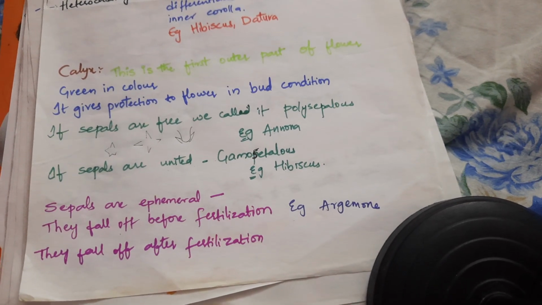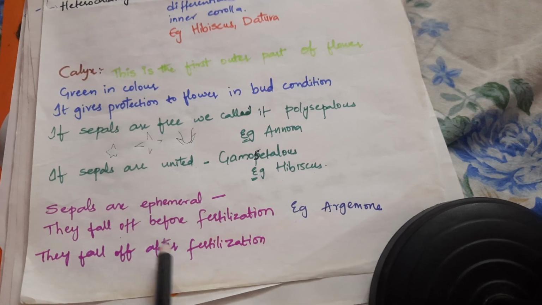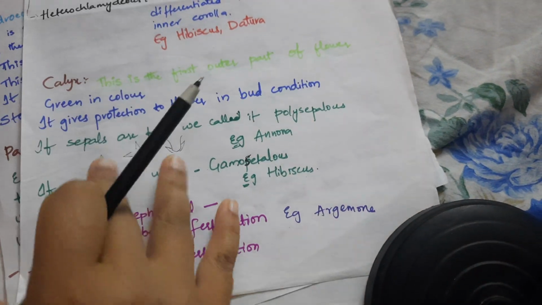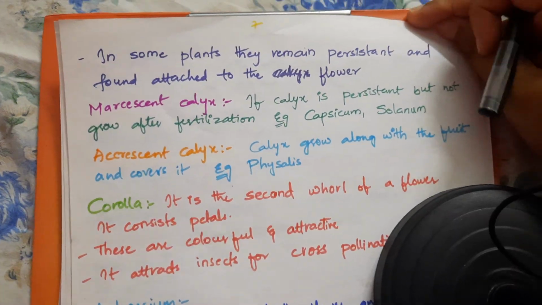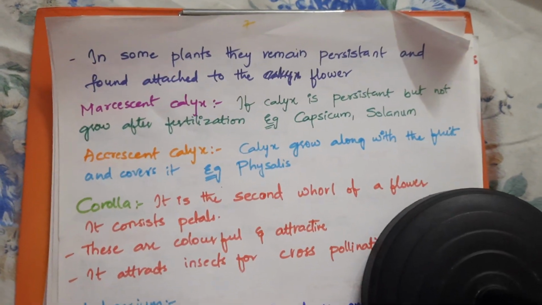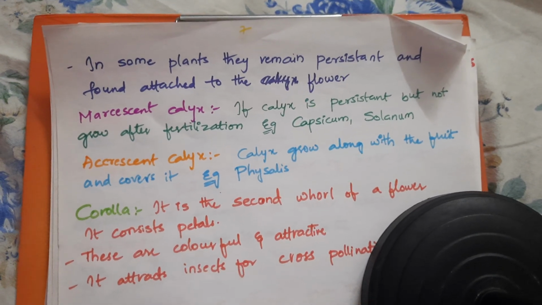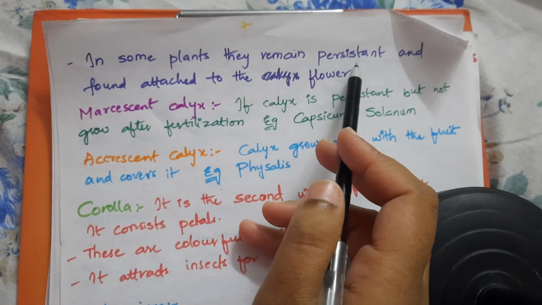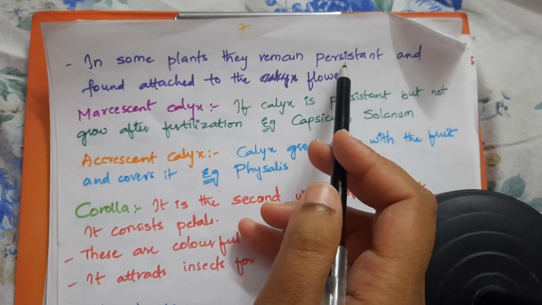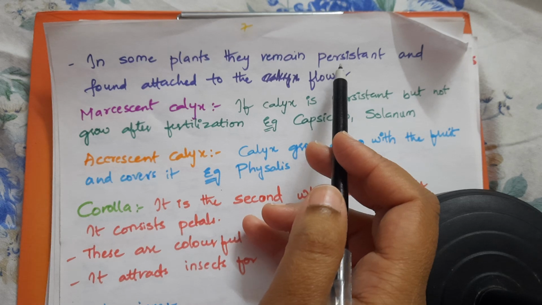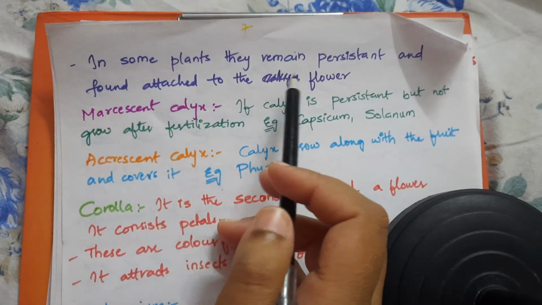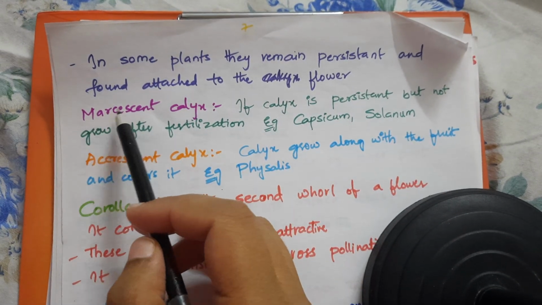And in some plants they fall off after fertilization. In some plants they remain persistent, means they are still attached to the flower after fertilization, and sometimes they are even attached to the fruit also. So here, marcescent calyx.